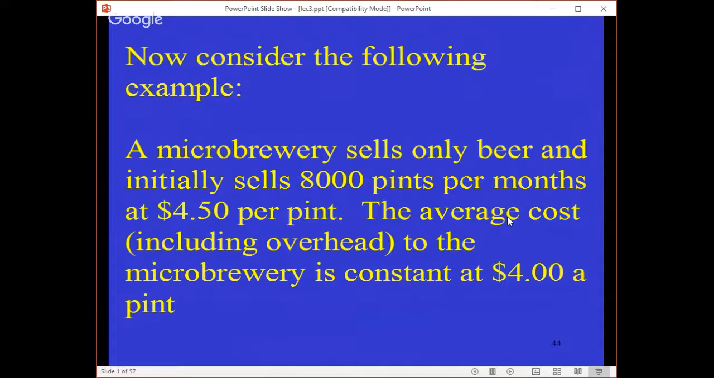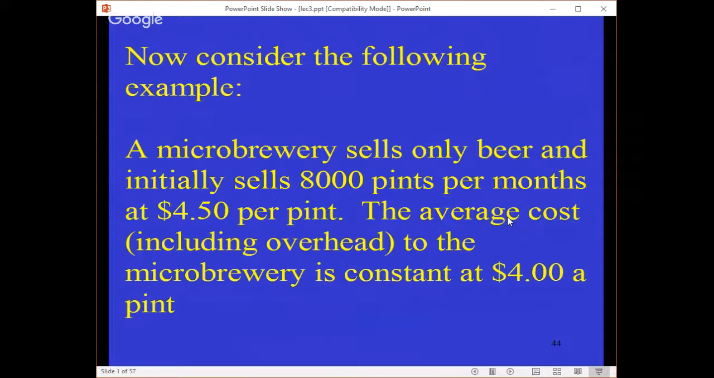So I have a microbrewery. They only sell beer, right? And right now, at the beginning, for example, they sell 8,000 pints a month, and they charge $4.50. The average cost of each pint, including overhead, is $4. So they're making 50 cents a pint times 8,000, they're making $4,000 a month profit.